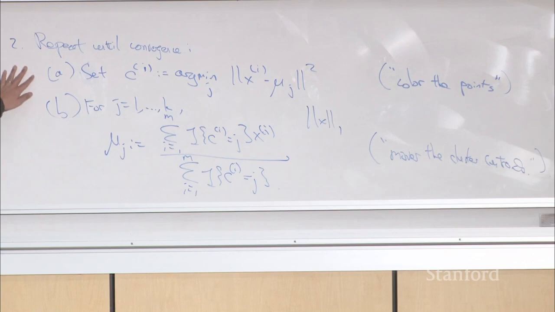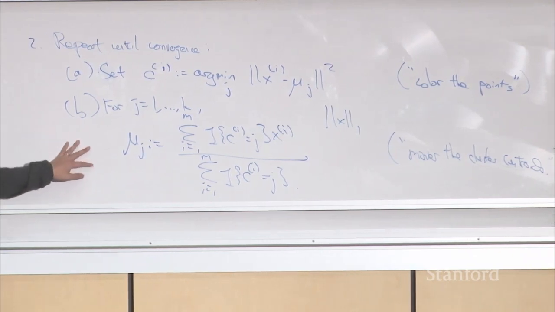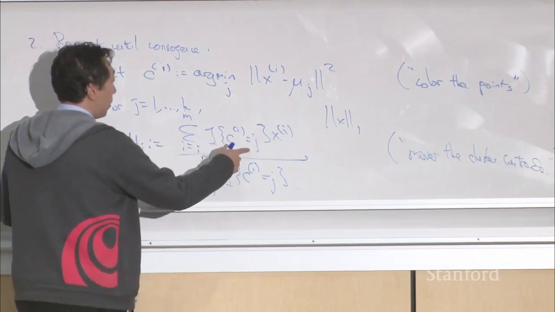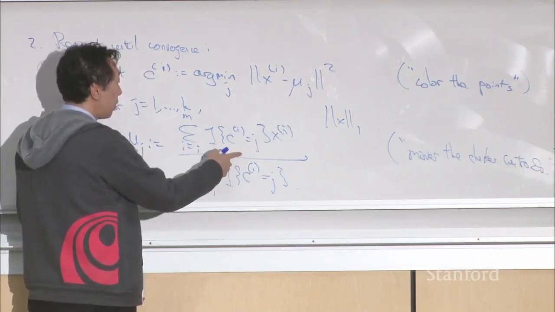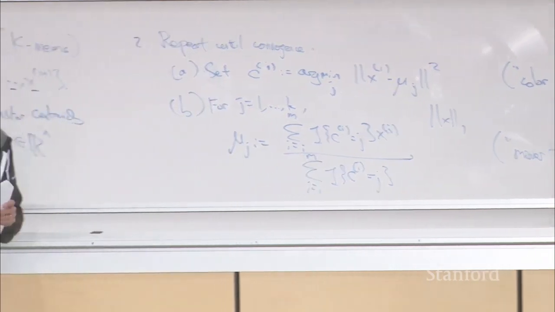All right, so let's color the dots. Paint each dot either red or blue. And then for this, sum through your examples and take all the examples assigned to cluster j, and set mu j to be the average of all the points assigned to that cluster j.